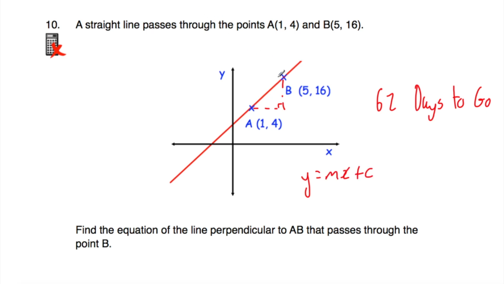And then once you find its gradient, you can use y equals mx plus c. You'll find the gradient of the perpendicular line, so that'll be y equals something x plus c, and then you can substitute in the point B. Remember, in terms of B, you've got your x coordinate and your y coordinate. You can substitute those into this equation, and then you can find your c, and that'll give you the equation of the line that's perpendicular to AB and passes through the point B.